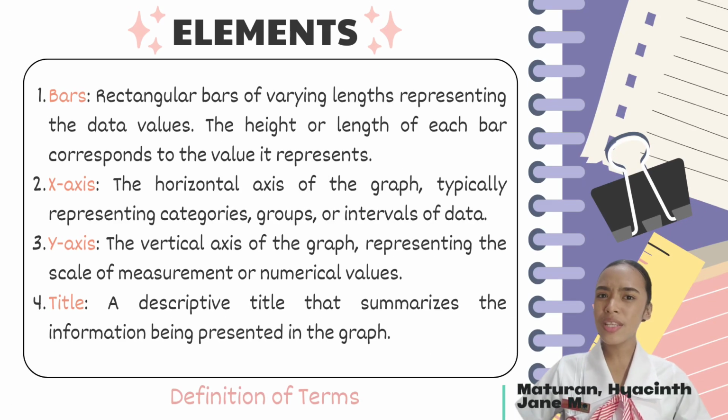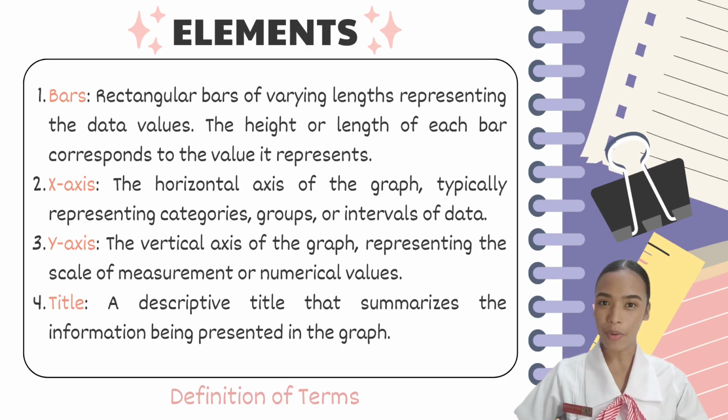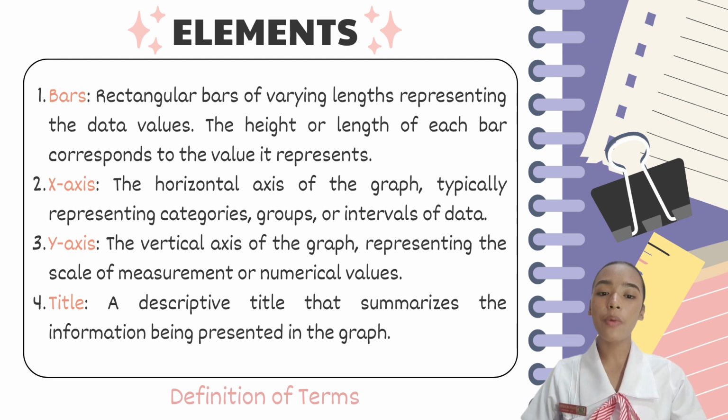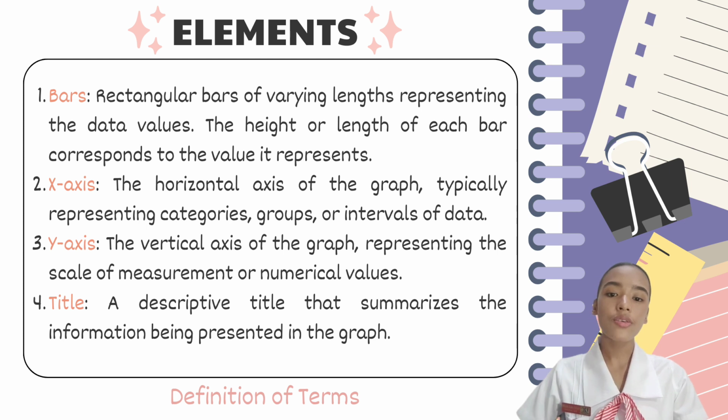Now let's delve into the definition of terms of the elements of a bar graph, starting with your bars. So what are bars? These bars are rectangular. These vary in length, representing the data values. So the height or length of each bar corresponds to the value it represents. Second are your x-axis, or the horizontal axis of a graph. These typically represent categories, groups, or intervals of data. Third are your y-axis, or the vertical axis of a graph. These represent the scale of measurement or numerical values.